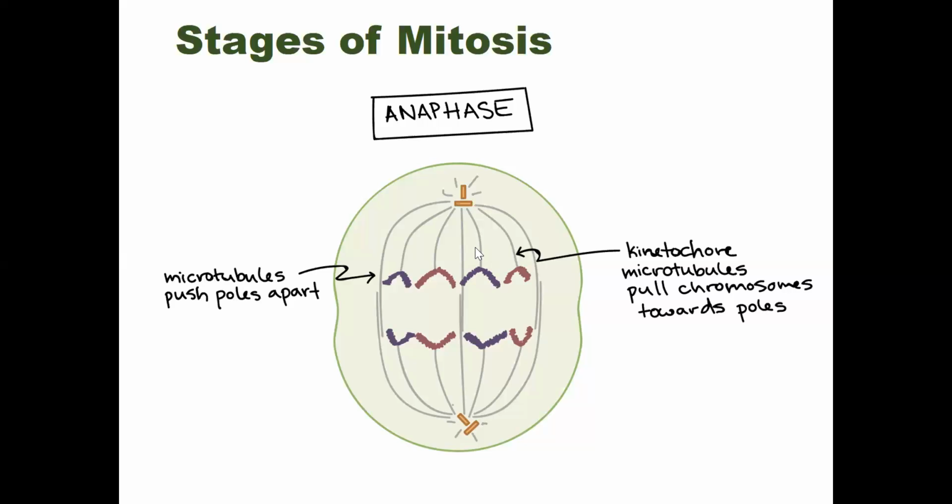Okay, now at the end of this anaphase, the daughter chromosomes are completely pulled apart to the two poles and start their elongation.